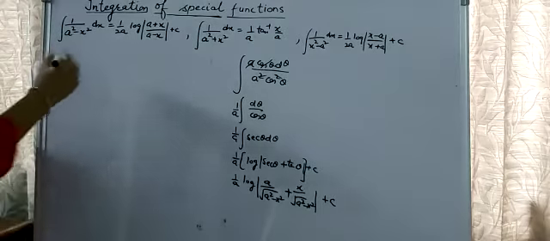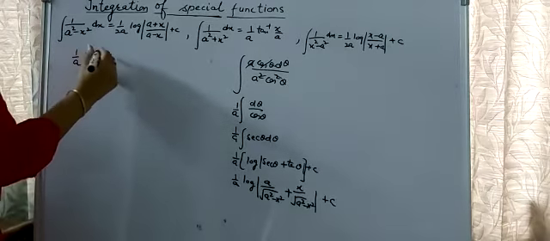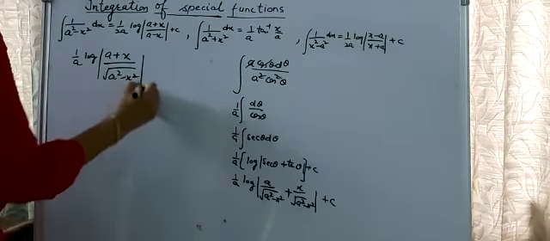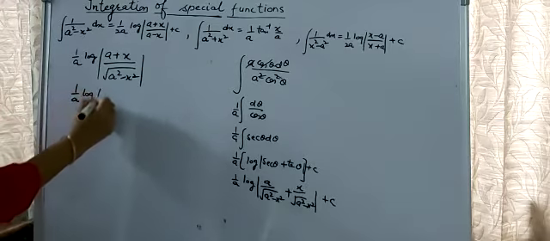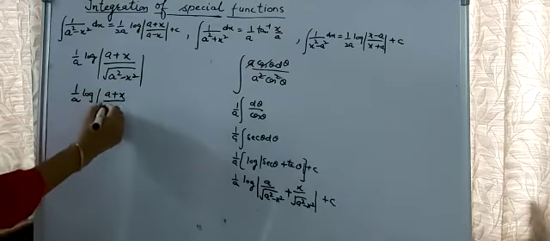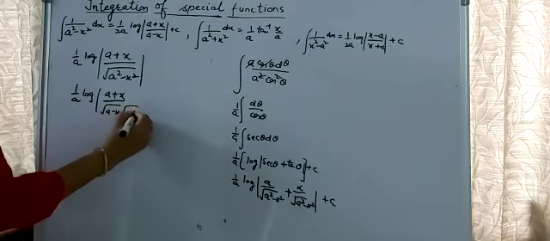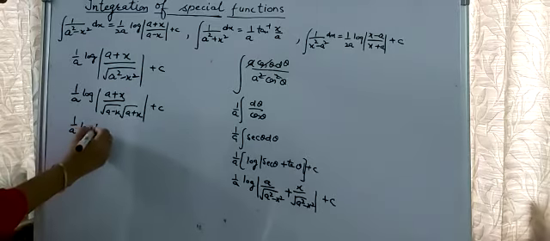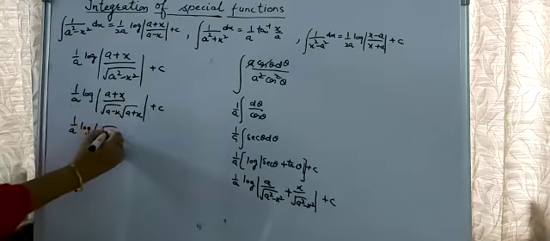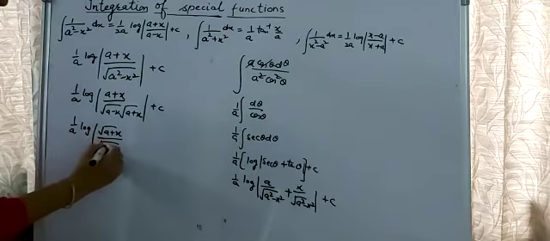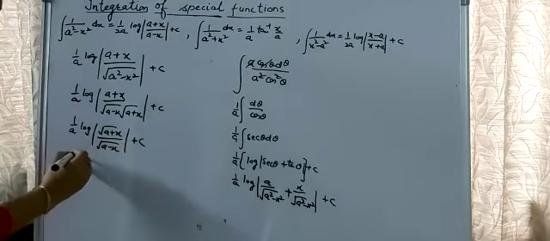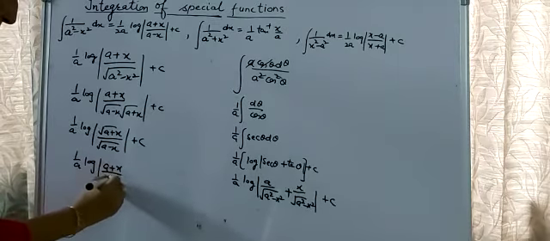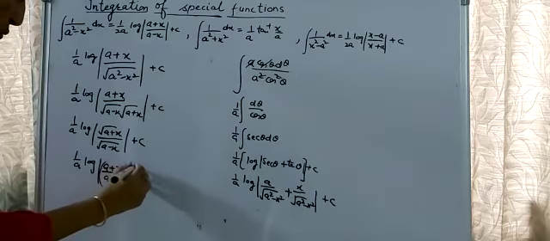What is the LCM here? We have 1 upon a, log of (a plus x) upon root a square minus x square. We factorize this: a plus x upon root a minus x, root a plus x, plus c. Then 1 upon a, log. Now this root a plus x moves to the numerator, so you will get this. Now we write it down like this: log of a plus x upon a minus x, raised to power 1 by 2.